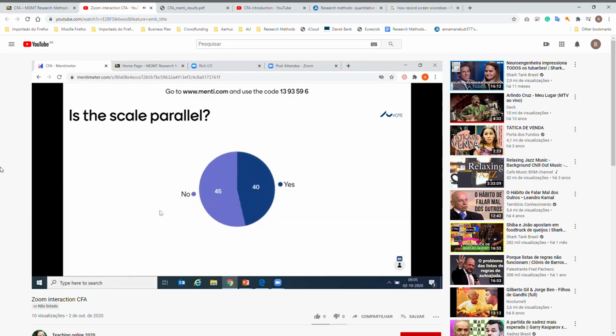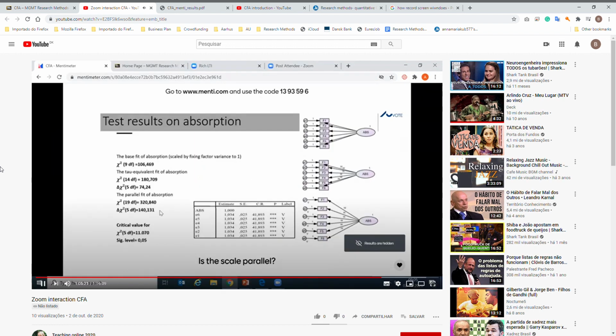Not very good. It shouldn't be 50-50. Oh. We do the test. We are looking at the difference in the chi-squared. And the idea is that the difference in the chi-squared is not passing the critical value over here. So the baseline fit is this much. That doesn't tell us whether it's good or not at the moment.